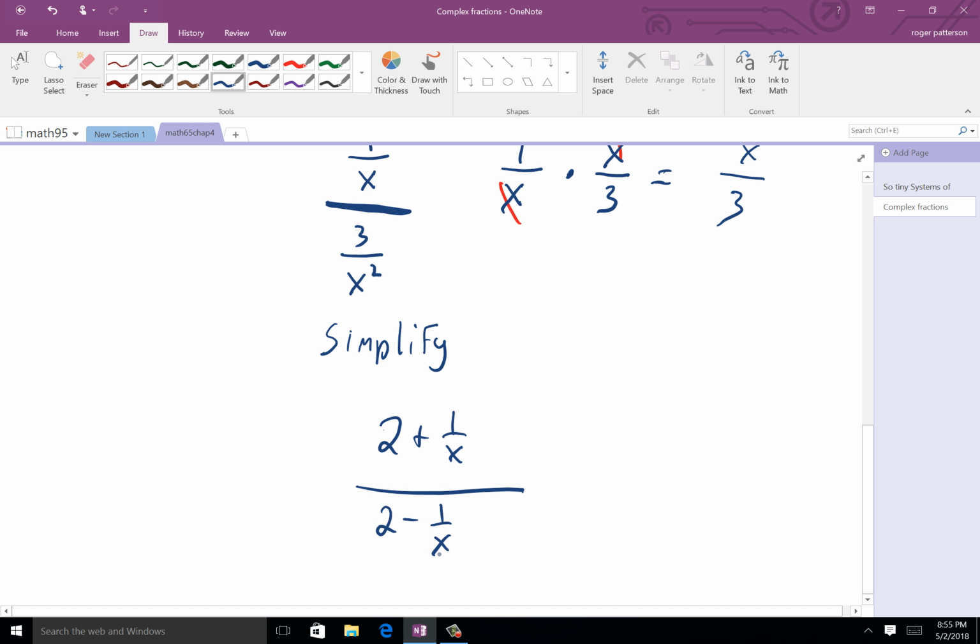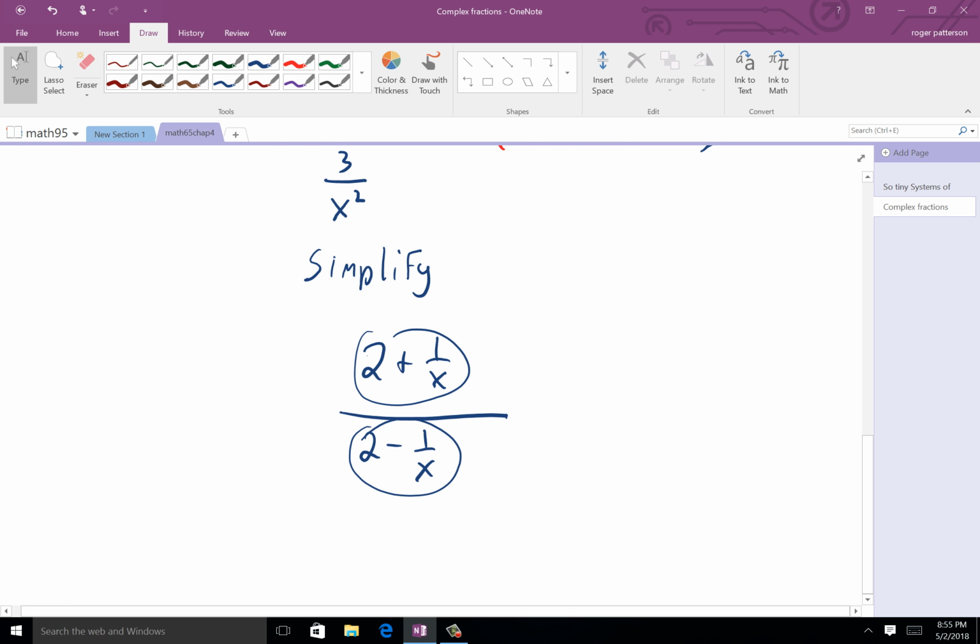Okay, so now we have a complex fraction that looks like this. So we have 2 plus 1 over x, over 2 minus 1 over x. Here we're still going to do the same thing, but first we should deal with the top and we should deal with the bottom. Well, what do I mean by that? Well, we can add those fractions, or we can add these two terms.